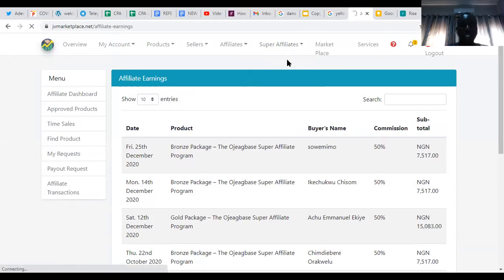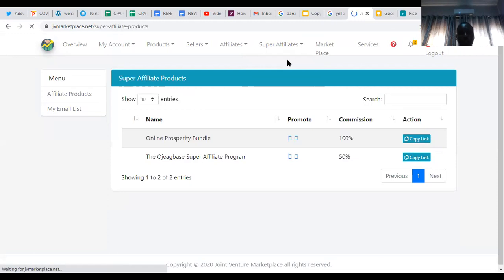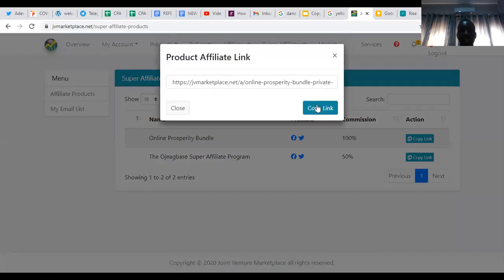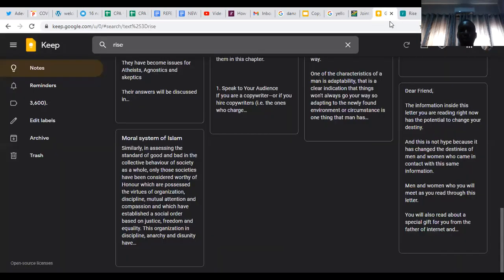So these are the products I have on my JV marketplace. I just want to show an example. Nothing serious. I won't run an ad. So let's say this course is called the Online Prosperity Bundle. I'll copy it. So this is my affiliate link. I copy it. Then I come to my notes.